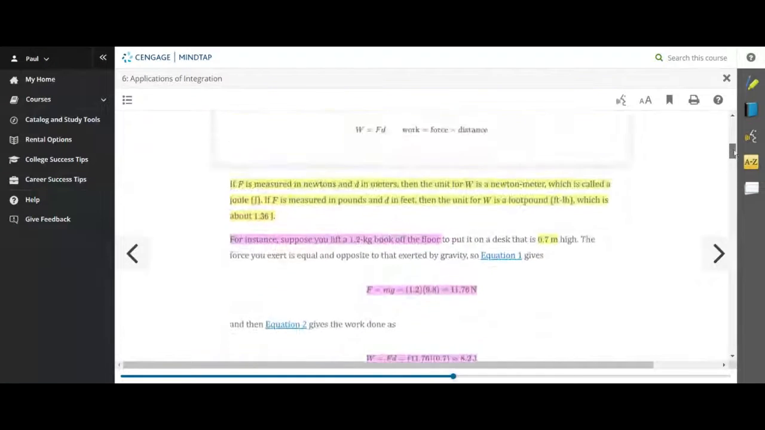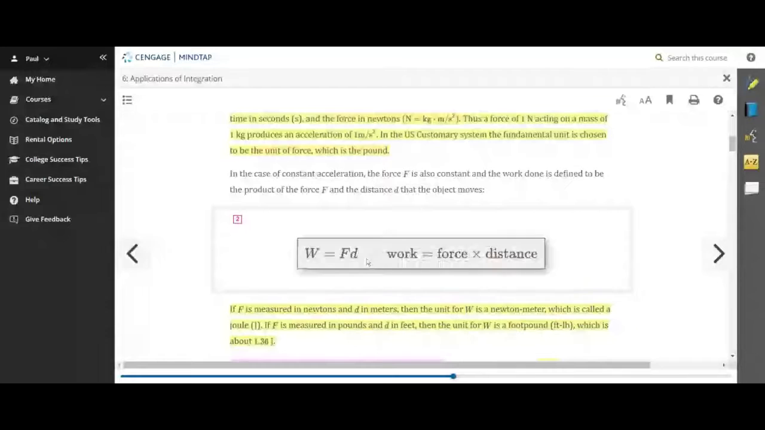this definition where work equals force times distance, that's a very fundamental definition, but that's where you have a constant force. What we want to do in section 6.6 is modify the work so that the force applied to an object could be a variable force. Okay, so for instance, let me just bring up the whiteboard here.